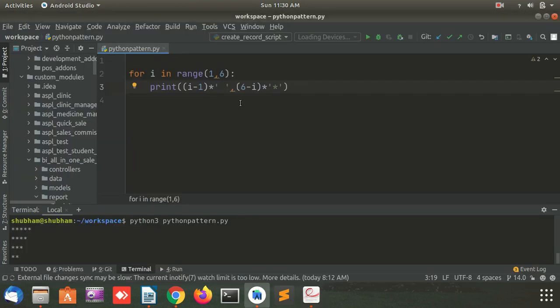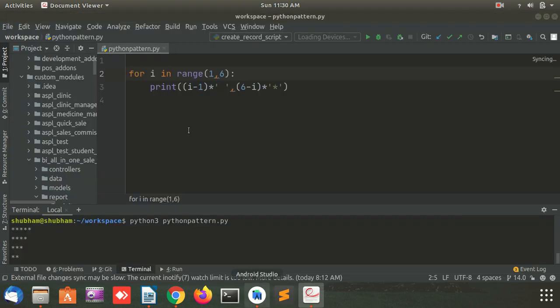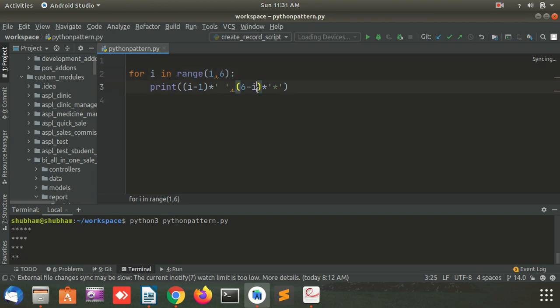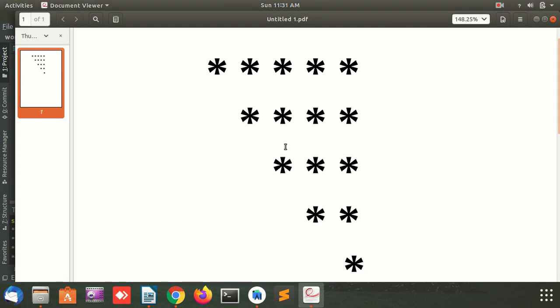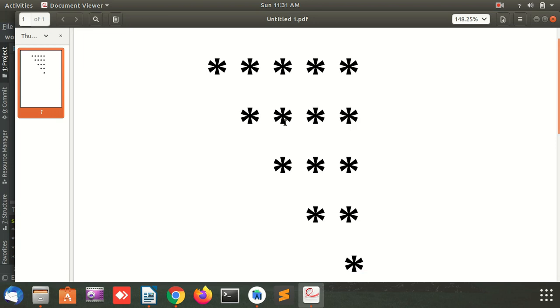And after we need to write a star, so 6 minus i. First time i value is 1, so 6 minus 1 means 5, so 5 multiplied by star. So first time we print 5 stars, after that 4 times, so second value of i is 2, so 6 minus 2 means 4, right? So 4 multiplied by star, so 4 times star displayed here.